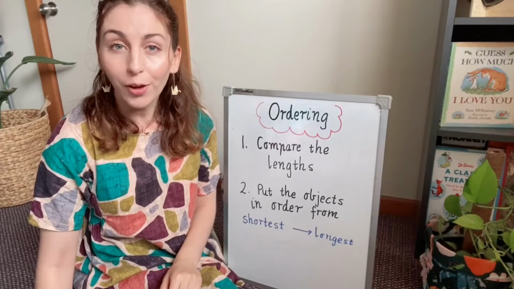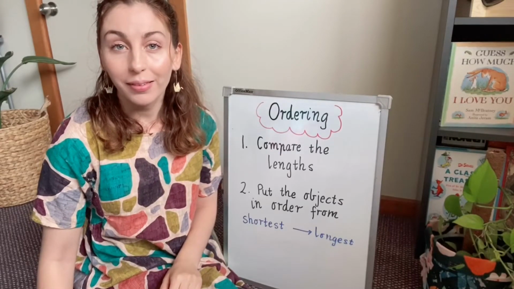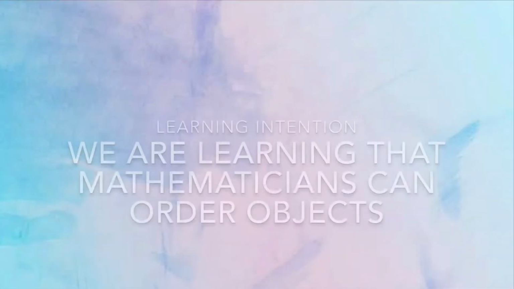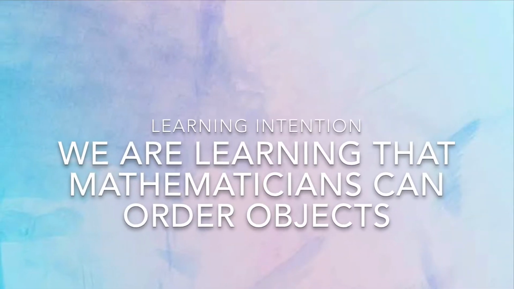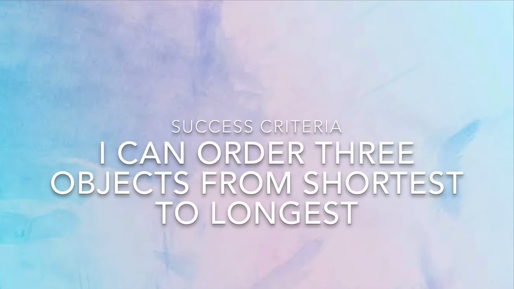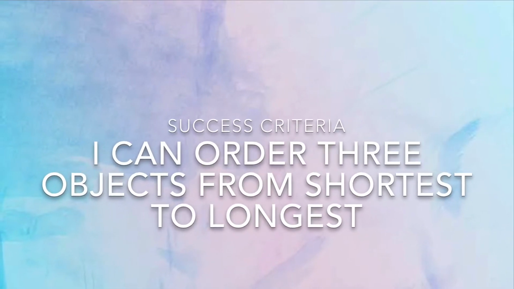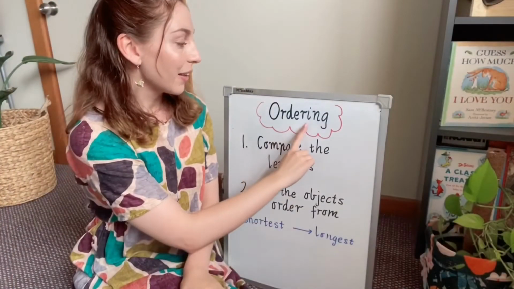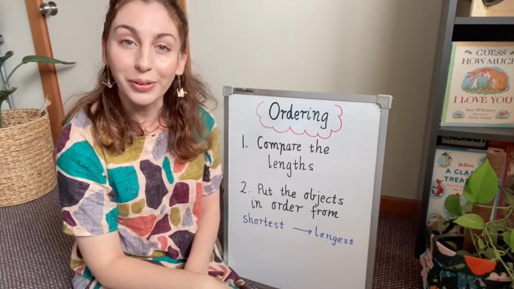Today we're going to focus on ordering objects. Let's have a look at our learning intention and success criteria. We are learning that mathematicians can order objects. Our success criteria is I can order 3 objects from shortest to longest. Ordering just means putting things in order.